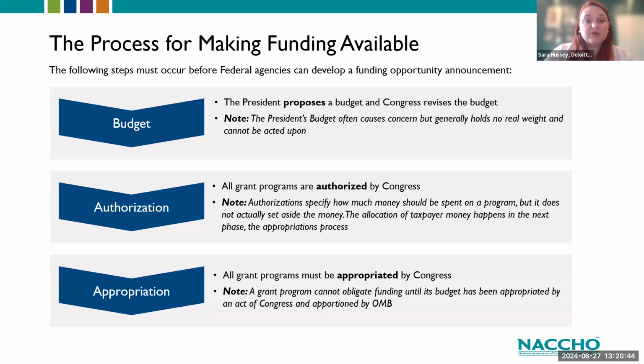You know, might there be new and novel ideas? And then finally, all of those appropriations, again, do have to be done by Congress. And so a grant program cannot obligate funding until its budget has been appropriated by an act of Congress and then apportioned by OMB.